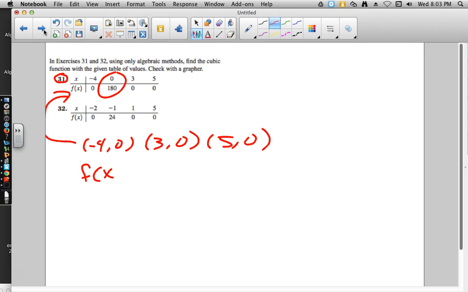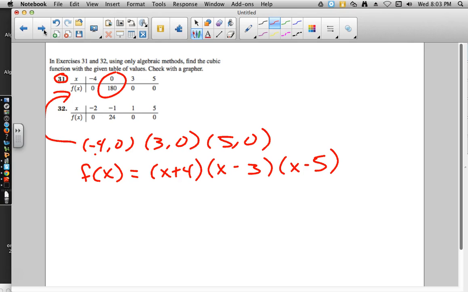So we're going to call it f of x. And if we have a negative 4, that came from x plus 4 to get us that 0. If we have a 3, that came from x minus 3 to give us a 0. And if we have a 5, that came from x minus 5 to get a 0.